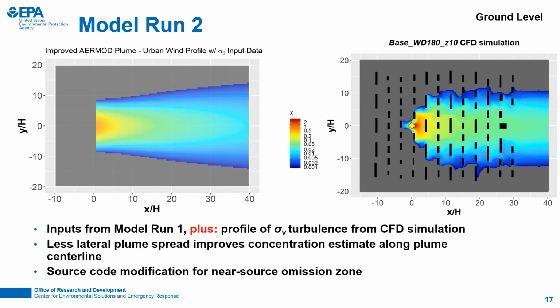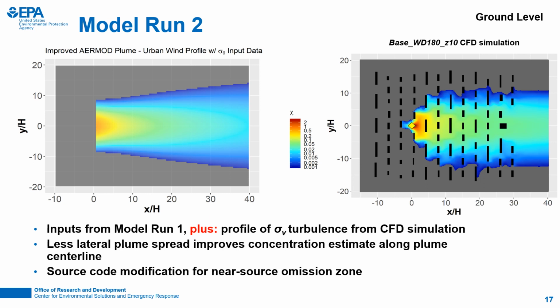The second model run demonstrates an improved model result using the McDonald wind speed profile, in addition to turbulence data informed by our CFD simulations. We determined that adding an input profile of sigma v turbulence data, which is the standard deviation of the lateral wind component, from the CFD data could modulate some of the lateral plume spread, since this profile is normally calculated through U star. The resulting plume is much more realistic, with less lateral plume spread that improves the concentration estimate along the plume center line.